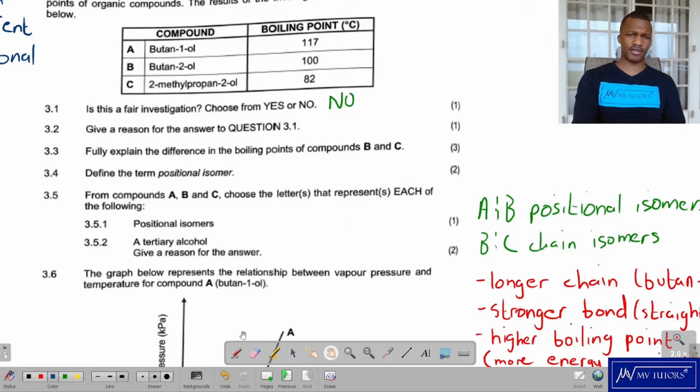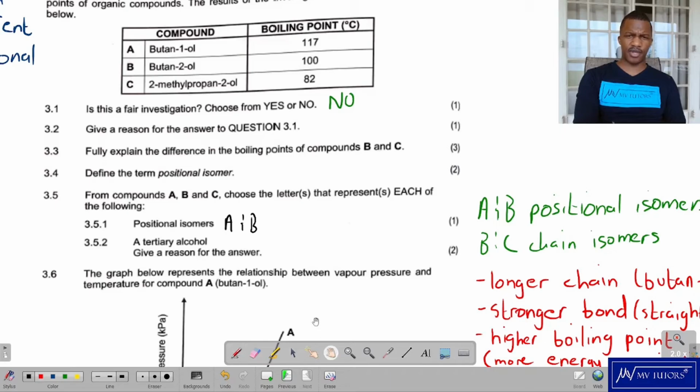Positional isomer. Well, we have isomers. We have already spoken about this. The positional isomers are A and B. Both, as you can see, have the functional groups at 1 and 2. And then tertiary alcohol, give reason for your answer. So a tertiary alcohol will be C.